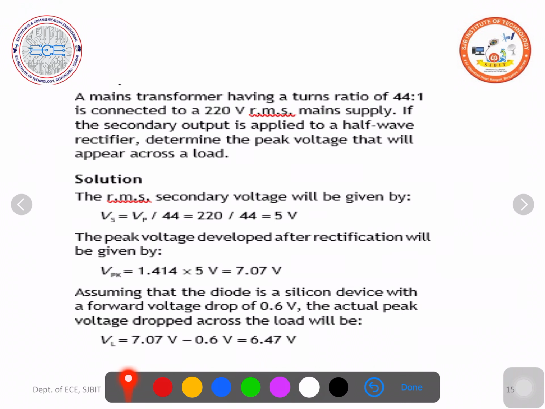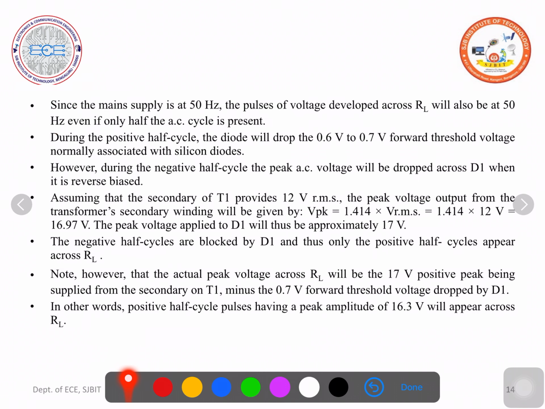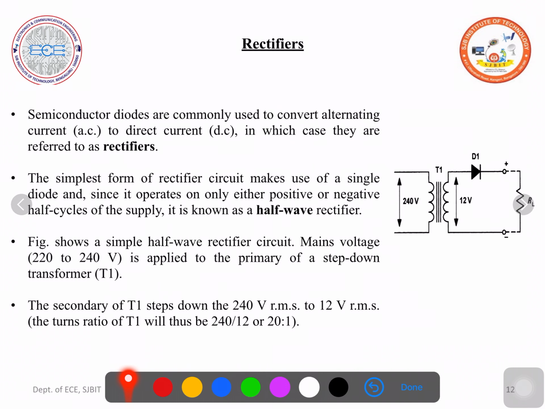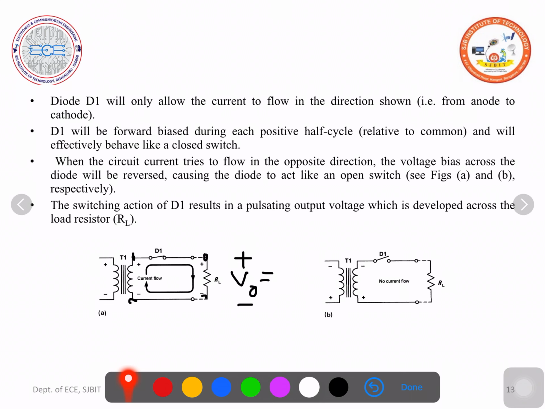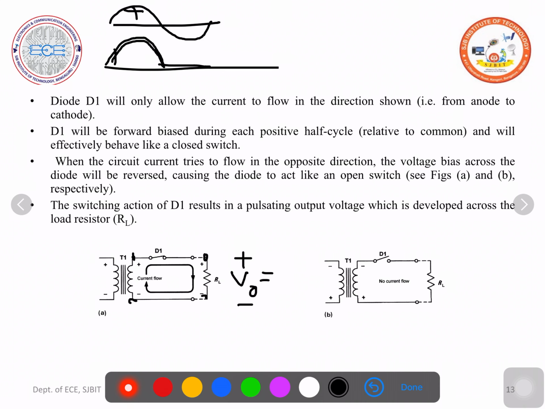Let us see how the waveform looks. Suppose this is the secondary winding output voltage. The output voltage will be only this much, because only in the positive half cycle will you get the output voltage. In the negative half cycle, the output voltage is 0. It repeats afterwards. Only one half cycle is rectified, so this circuit is called a half wave rectifier.